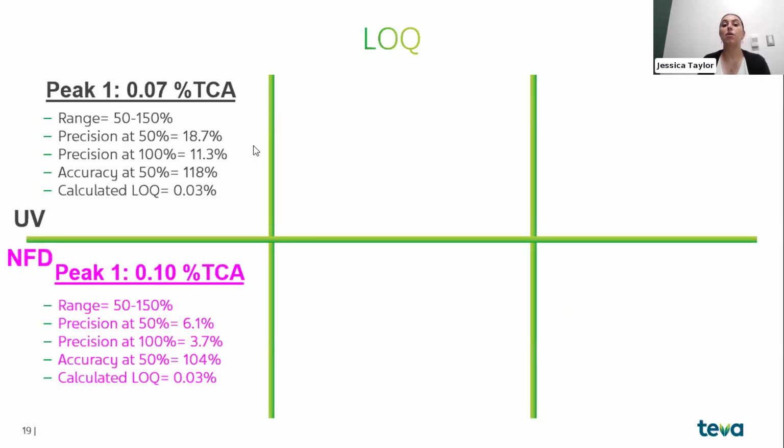So now we're going to look at those results peak by peak. At the top of the screen in the black, you'll see the results for the UV data. And at the bottom of the screen in the pink, you'll see the results for the native fluorescence. Starting off here with peak 1, we got passing precision and accuracy data throughout our tested range of 50 to 150% of our target load, which gave us a calculated LOQ of 0.03% for both the UV and the native fluorescence detector. I would like to point out that with the native fluorescence detector, we did see tighter precision data, particularly at the lower ends of our range.